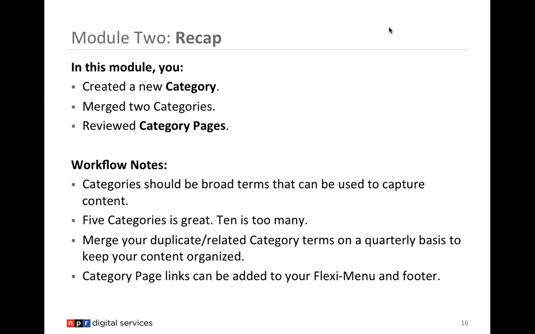A few work notes from this section. The first, remember your categories should be very broad topics. 5 is great. 10 may be too many. Again, always keep that newspaper analogy in mind when you are creating your categories. You can always merge your duplicate or related category terms. We recommend taking a look at those on a quarterly basis. And remember that links to your category pages, and there will be one for each category, can be added to both your Flexi menu or either of your footers. If you have a logo or something like that, you can put it in the partner logo footer. The auxiliary links footer can be used as well.